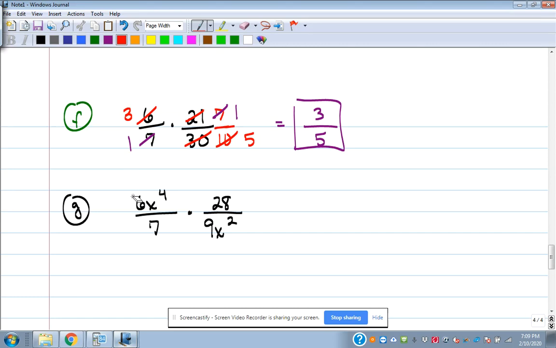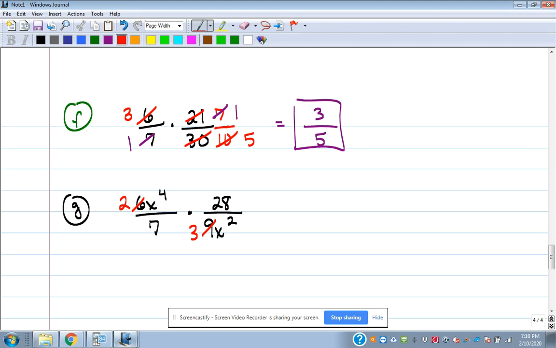What about diagonally? 6 and 9. What goes into both of those? 3. 3 goes into 6 twice, into 9 3 times. And then what happens to our x's there? We got an x squared and an x to the 4th. Go down by how many though? And we got 4 up top and 2 on the bottom. What happens? 2 of them cancel it out, right?